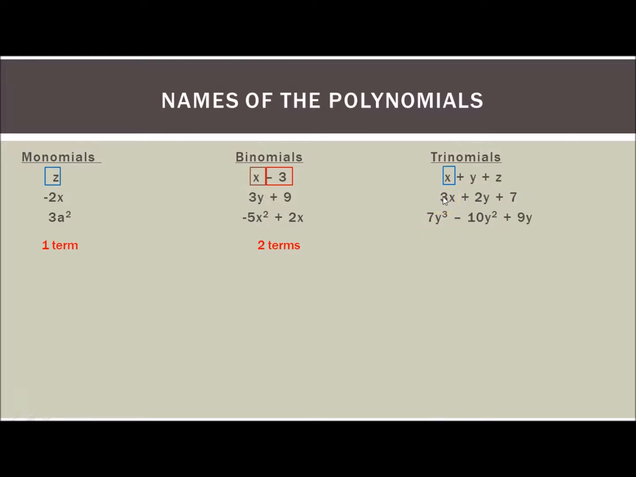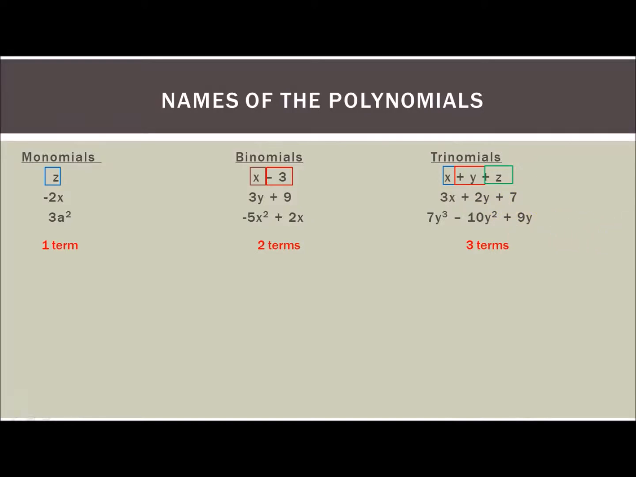There's 1, 2, and 3 parts right there. So it has three terms. If you look at the 3x right there, that's one term. 2y is another term. 7 is another term right there. And just down here, we have 7y cubed minus 10y squared and also plus 9y. So there are three terms for this.